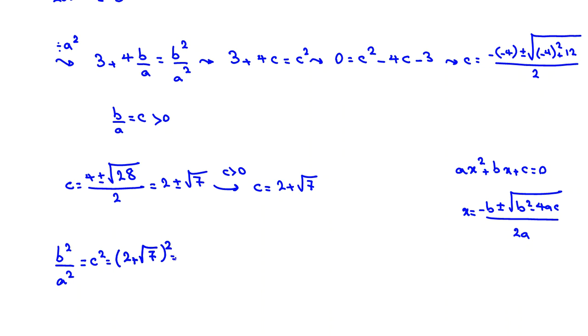If you don't know this identity, you should memorize it. But if you don't know, you can write it like this: 2 plus root 7 times itself. 2 times 2 is 4, 2 root 7 plus 2 root 7 is 4 root 7, and root 7 times root 7 is 7. So it will be 11 plus 4 root 7.